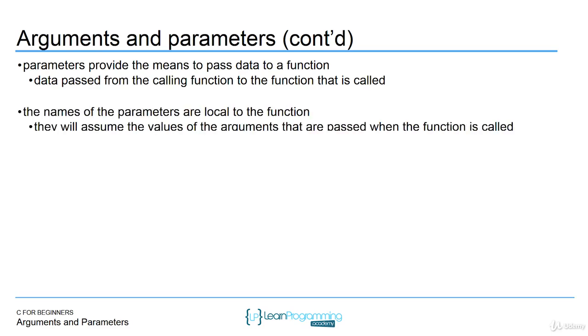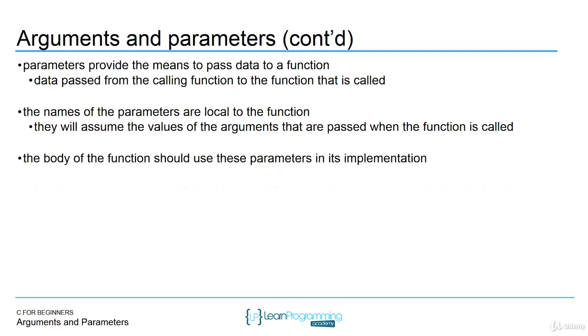The names of the parameters are local to the function. We're going to talk about that when we talk about local data. But those parameter names only exist inside the function body. They will assume the values of the arguments that are passed to it. So if you have a function called add, you pass in a variable as an argument, you pass in the value 5, and you have a function with a parameter x, x is going to be equal to 5 anywhere in the function body.